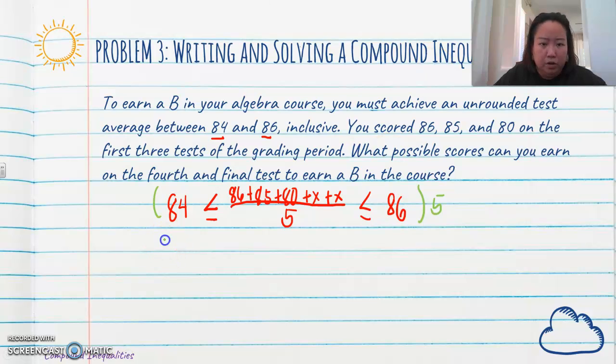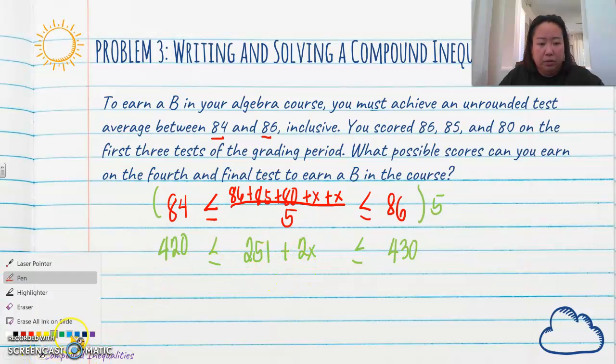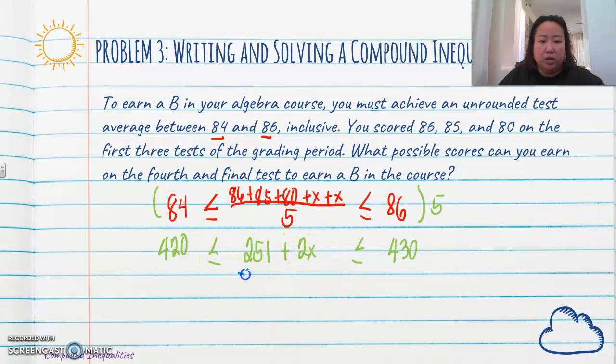So let's see here. This is going to be 420, okay? 86 times 5, that's going to be 430. And so we will have something that is, so 86 plus 85 plus 80, that is going to be, so 8 plus 8 plus 8, that's 24, but there will be a carry 1. So that's going to be a 251 plus x. Okay, so what do we do here next? Now remember, our goal is to isolate our variable x, so we will subtract 251 on both sides, minus 251 minus 251.